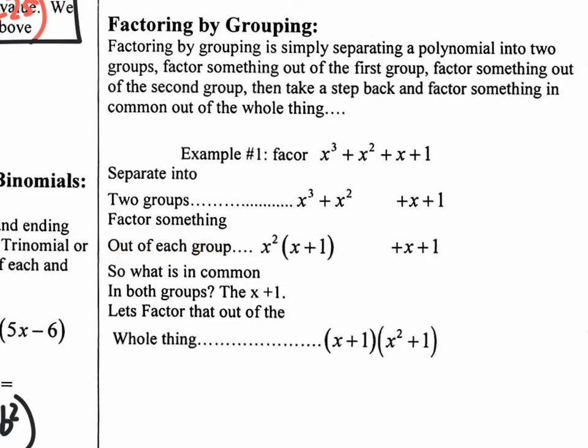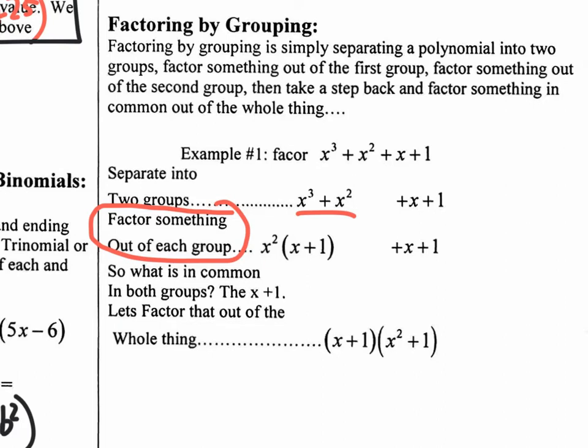Out of each group, factor something, okay? So that's what it says here. Factor something out of each group. I know it didn't print that well. It's kind of separated. Factor something out of each group. So if we take a look at the first group, there's x's in both, so we could pull out a greatest common factor of x squared.